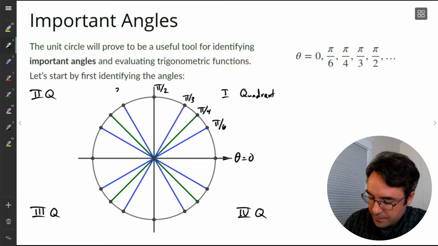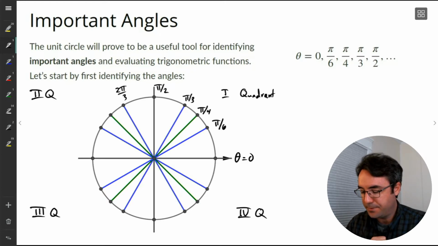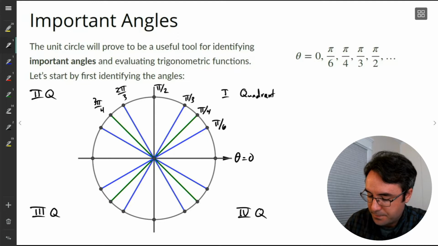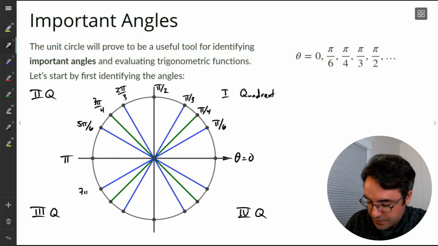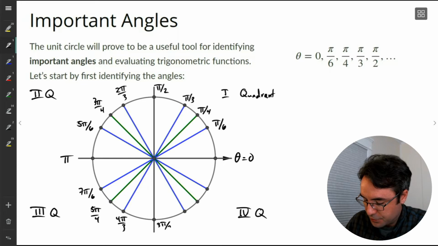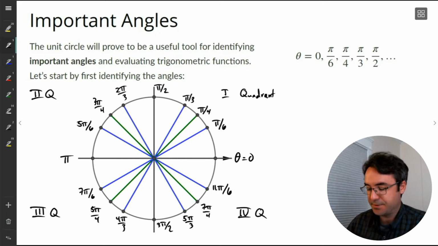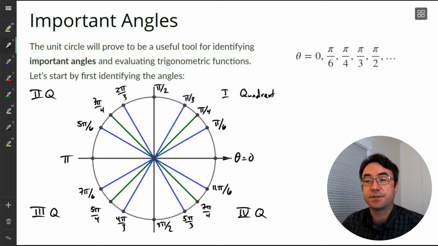So the next one here is 2 pi over 3, then 3 pi over 4, then 5 pi over 6, and then we're at pi. And then we're at 7 pi over 6, 5 pi over 4, and then 4 pi over 3, and then 3 pi over 2, and then 5 pi over 3, 7 pi over 4, and then 11 pi over 6. So these are all of the important angles.